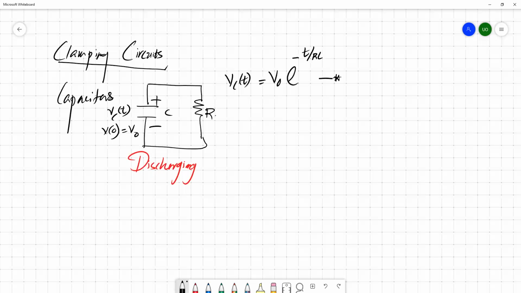You may remember that we started with Kirchhoff's current law and developed a first order differential equation. Then we solved this differential equation by substituting initial values. Later we found that the voltage across the capacitor can be represented using an exponentially decaying function like this. This is the mathematical characterization of the discharging process of the capacitor. Then we found a concept called the time constant.